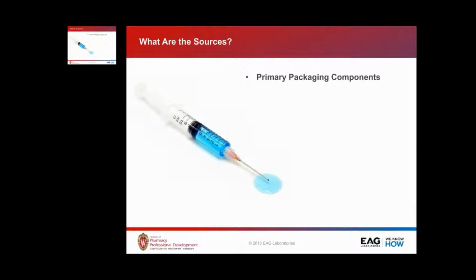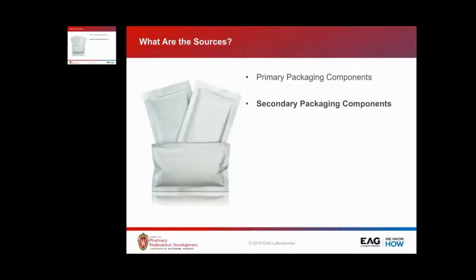The second source is secondary packaging components, and this is a potential source, especially if you use a polymer final container closure system. The example I have up here is very common in industry. It's a laminated foil pouch that's heat sealed. It's very commonly used for unit dose types of systems that are typically molded in plastic.